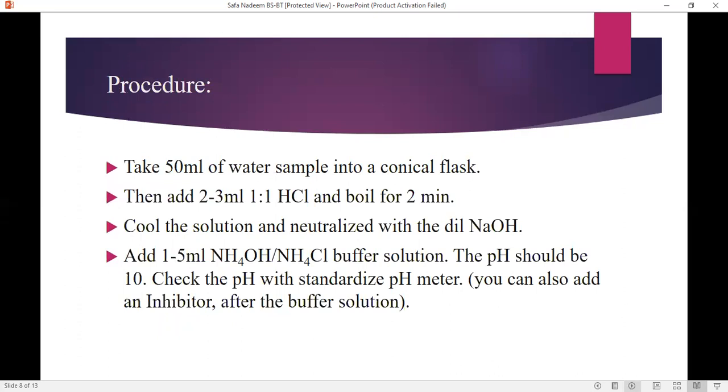In the procedure, we took 50 ml of water sample into a conical flask, then added 2 to 3 ml HCl and boiled for 2 minutes. Cooled the solution and neutralized it with dilute sodium hydroxide, then added 1 to 5 ml buffer solution. The pH should be 10. Check the pH with a standardized pH meter, and we can also add inhibitor after the buffer solution. As I already told you, inhibitor can stop the chemical reaction.